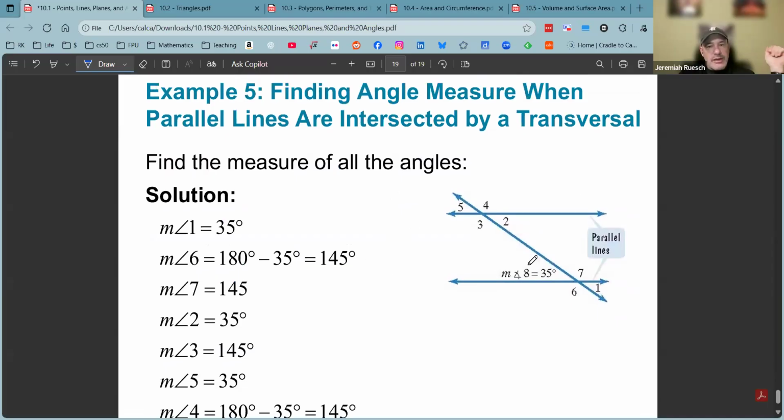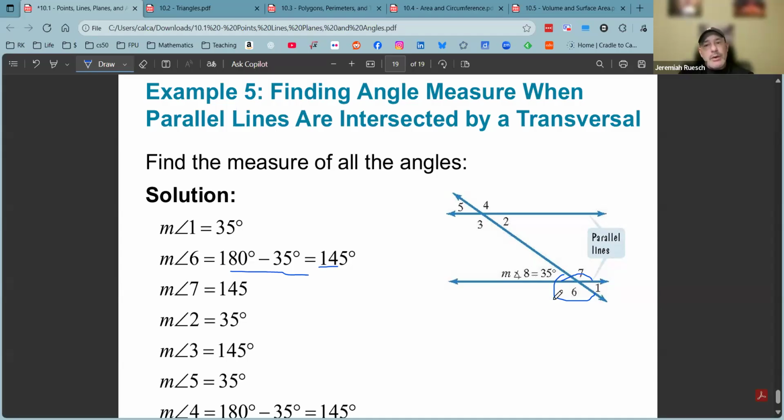All right, let's look at how we can use this to find all these different angles. If we know that the measure of angle 8 here is 35 degrees, then angle 1 is too, because they're vertical angles. Those two we get right away. Then we can get angle 6 or angle 7 from the fact that they're supplementary. Angle 7 is 180 minus 35, which is 145 degrees. Likewise, 180 minus 35 gives me that angle 6 is 145, and angles 6 and 7 are the same because they're vertical angles.